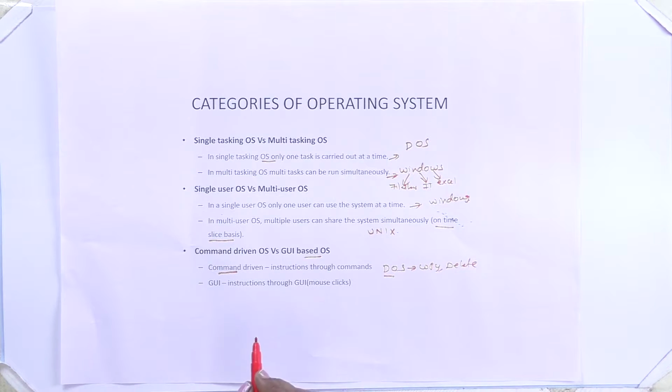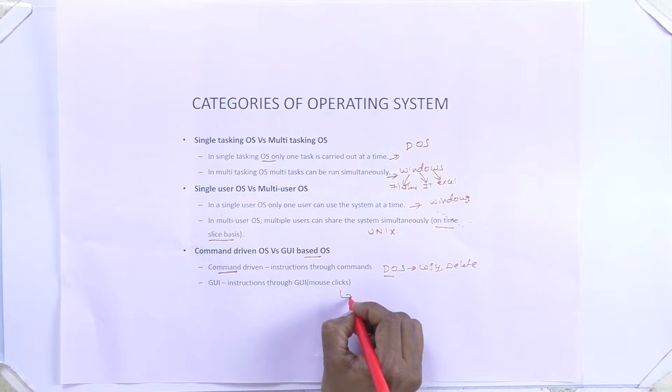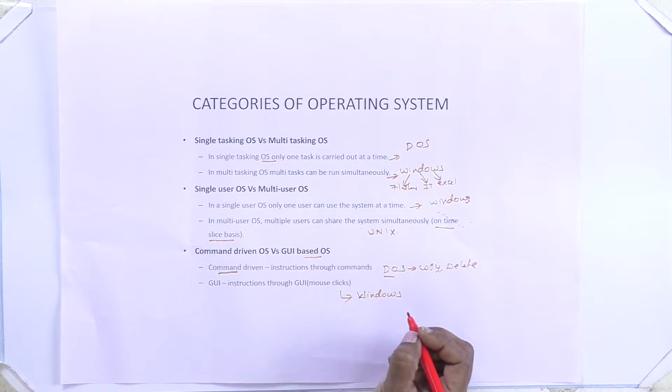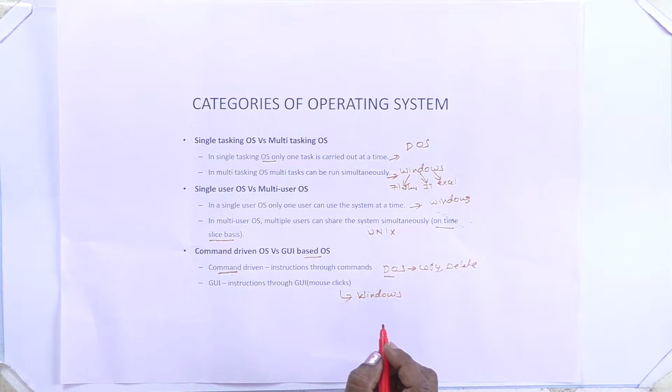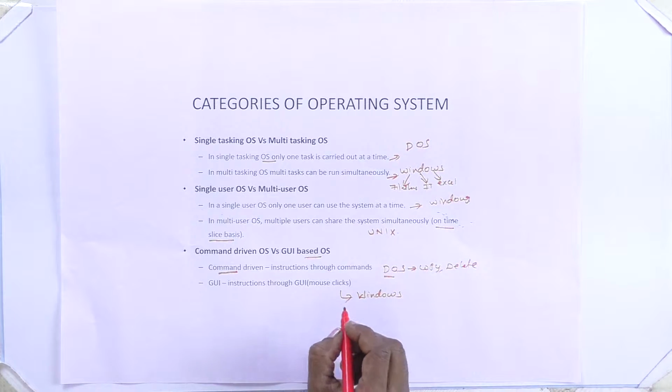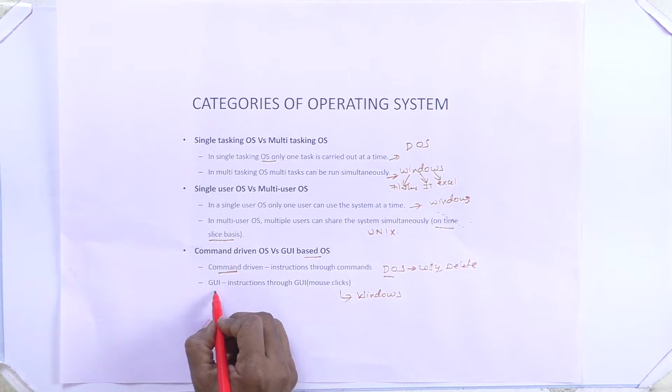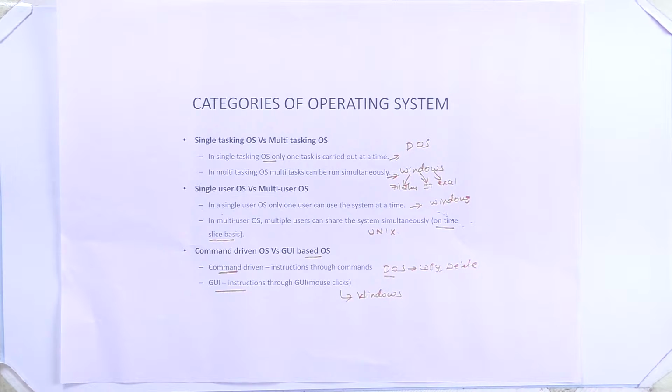And the next is GUI instructions through mouse clicks. For example, in a Windows operating system, whatever task we perform, we use a mouse to click. For example, click on File, then click on Open, click on Save, click on Write, click on Delete. These operations are done based on GUI instructions. So these come under the category of command-driven OS.